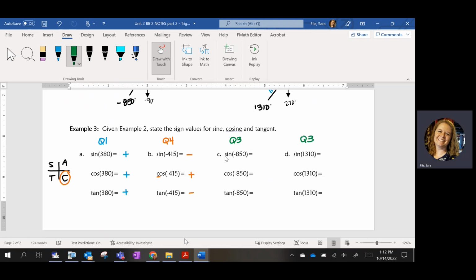So what should be positive in quadrant 3? Yeah, tangent's positive. So what about the others? They're negative. Okay, so quadrant 1, they were all positive. Quadrant 4, only cosine, and quadrant 3, only tangent. Y'all feel okay about that? All right. So that's it for coterminal and reference angle notes.